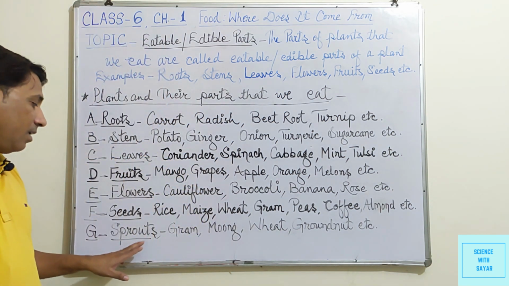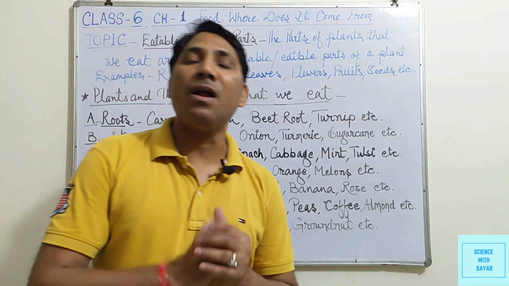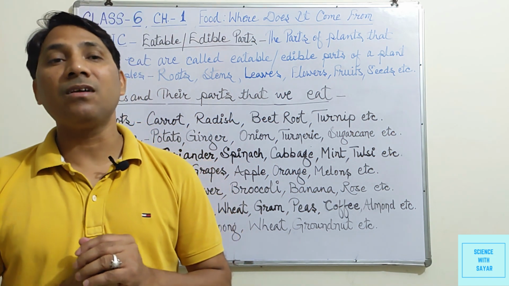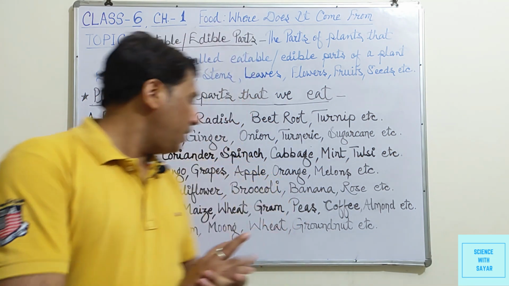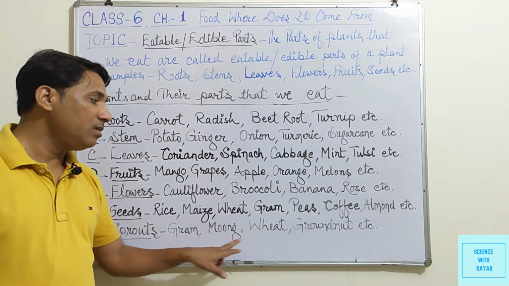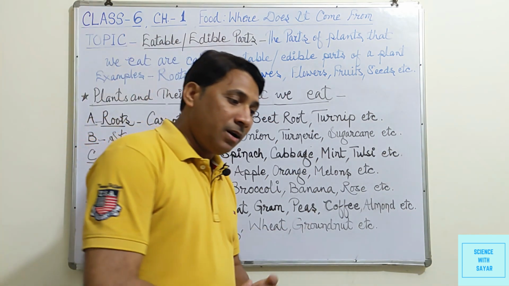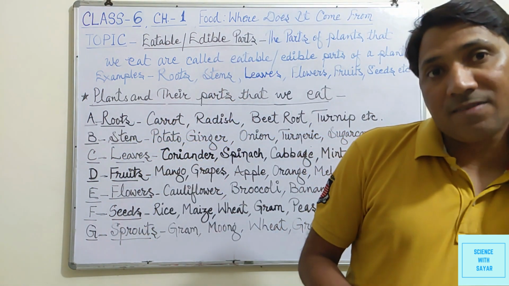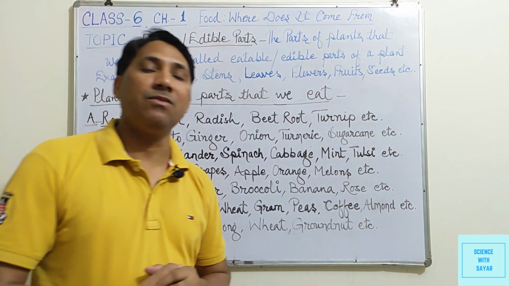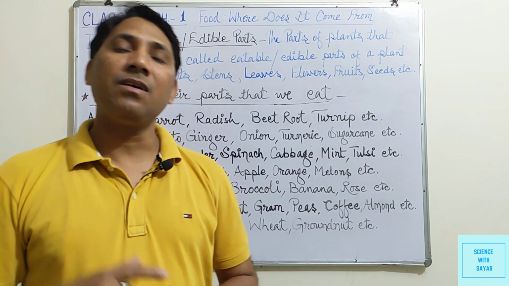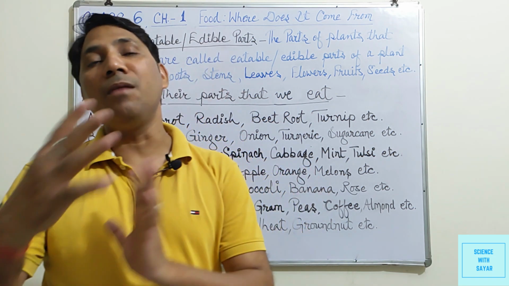Next example is sprouts. In some plants we use their germinated seeds or sprouted seeds as sprouts, and these are gram, moong, wheat, groundnut, etc. We take the seeds of these plants and soak them in water, and after 2 or 3 days we see that a white structure is coming out from them. It means from the seeds of these plants a new plant can be formed.